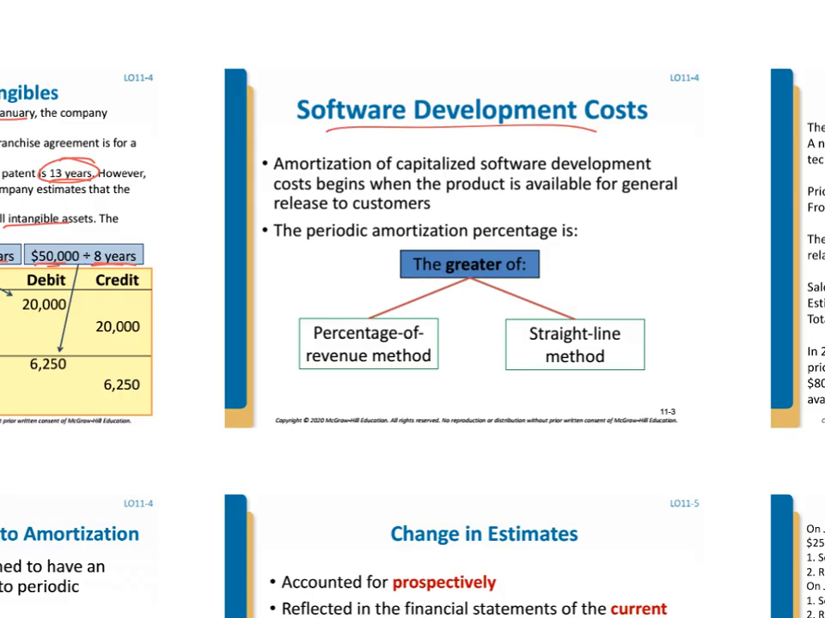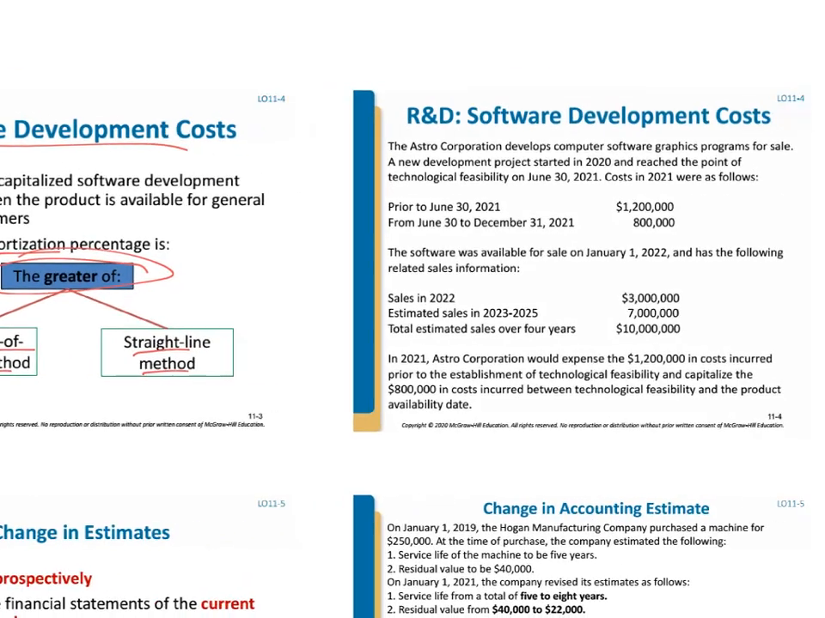With software development costs, we have a couple considerations here. We could either amortize using the percentage of revenue method, which takes a proportionate amount of revenue that's been earned in a given year and uses that percent to record amortization, or we could use the straight line method. We choose the greater of the two.